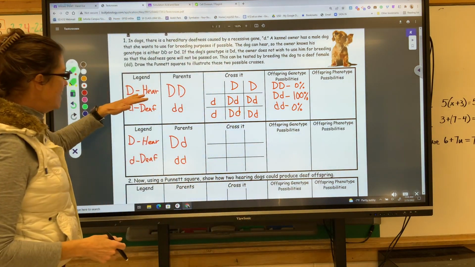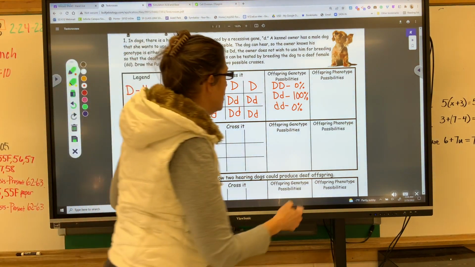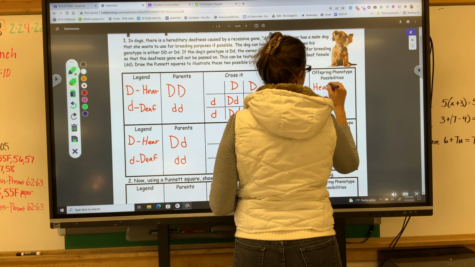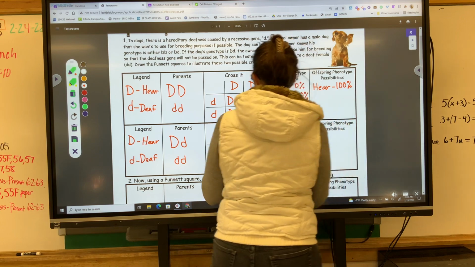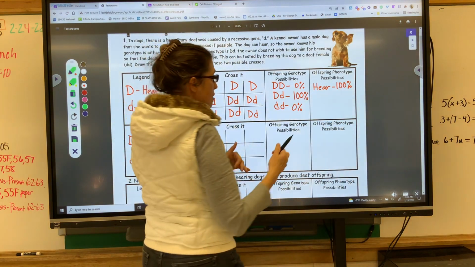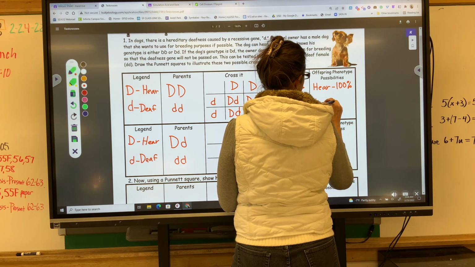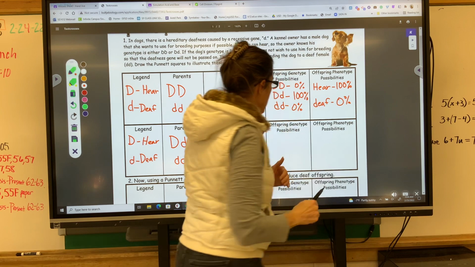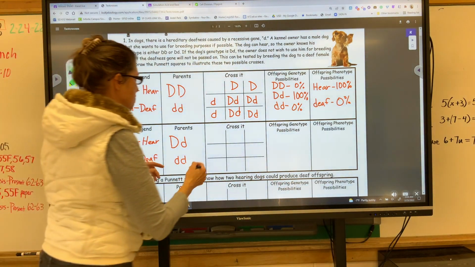What are the possible phenotypes? Going back to our legend, they can either hear or they are deaf. Well, we have can hear, and that would be 100%. All of them are carriers, but they would still be able to hear. And deaf would be 0%.